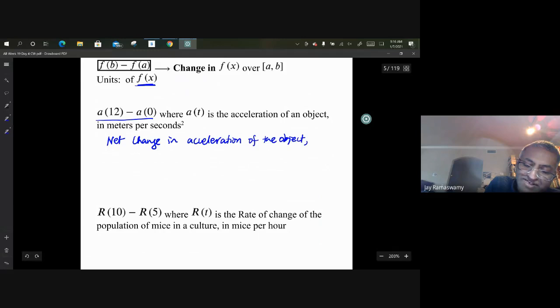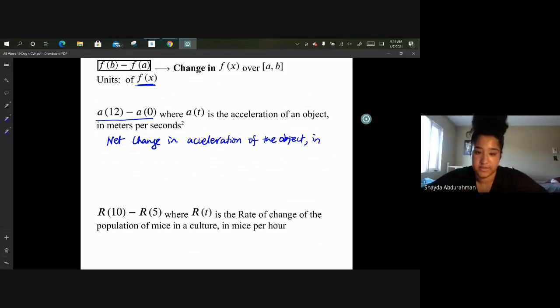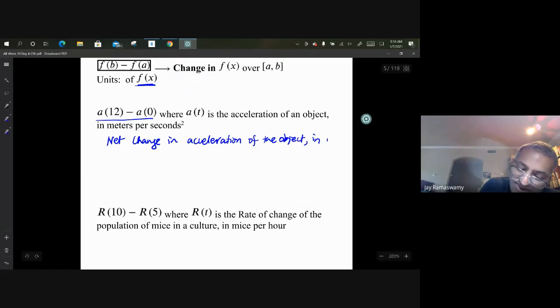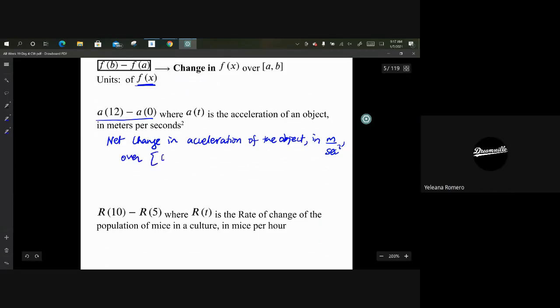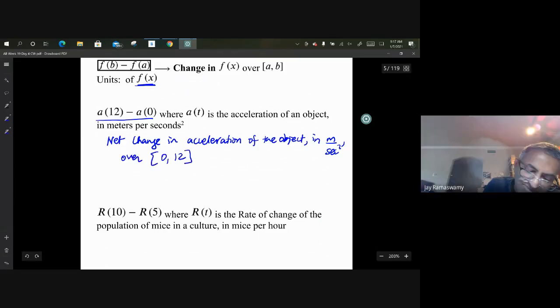Okay, what would your units be? Meters per second. There you go, it's just that function. It's meters per second squared, over the interval 0 to 12, and that is measured in seconds, correct?